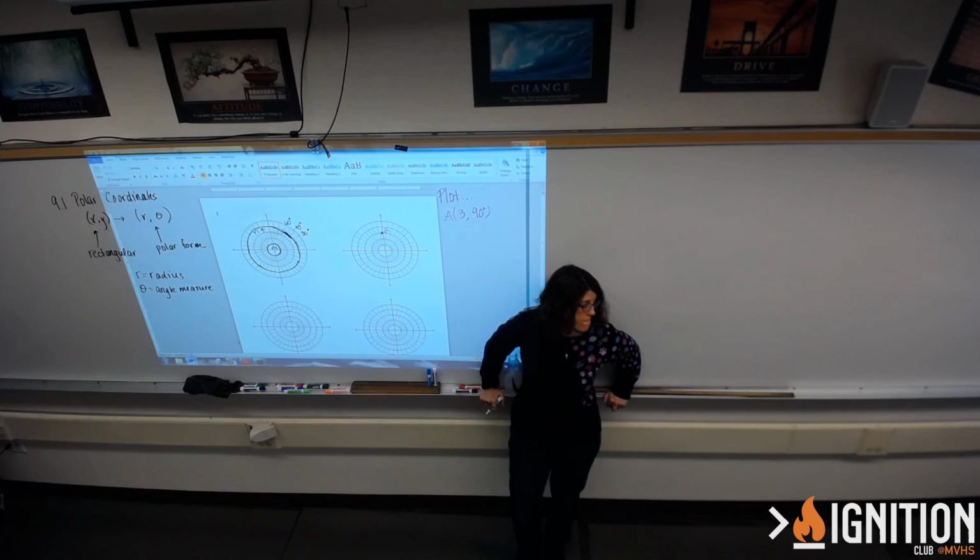Is it called a polar graph because it looks like you're looking down on the curve? No idea. Josh wants to know if it's called a polar graph because it's like you're looking down. I don't think so. You can look it up.